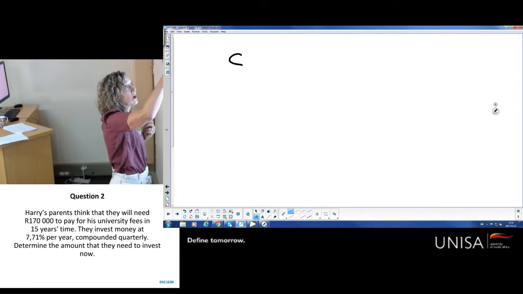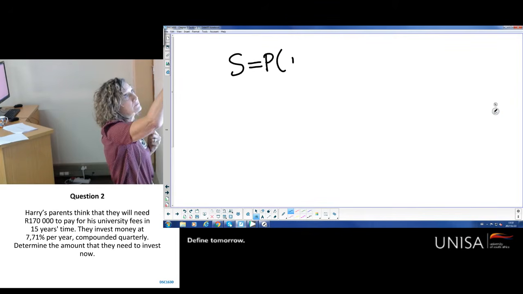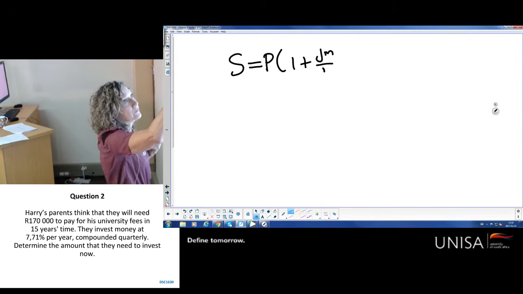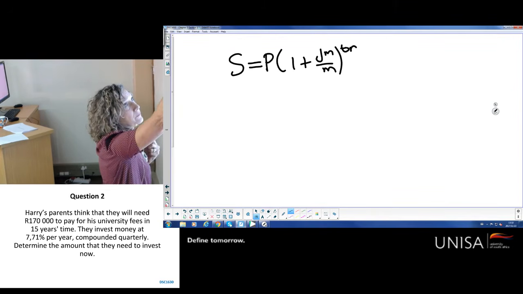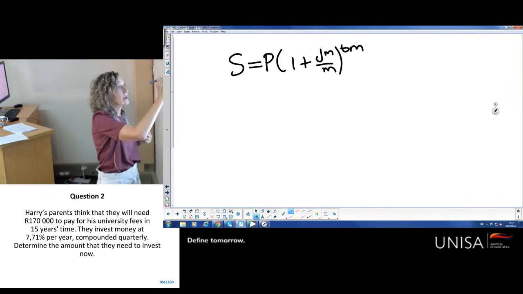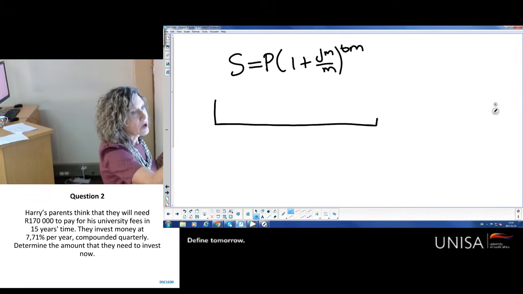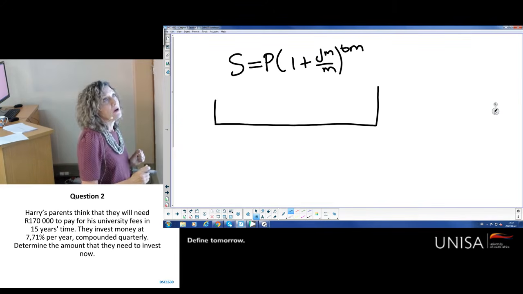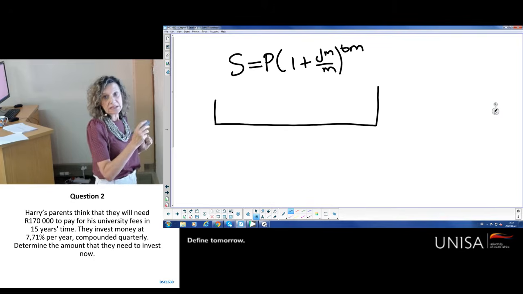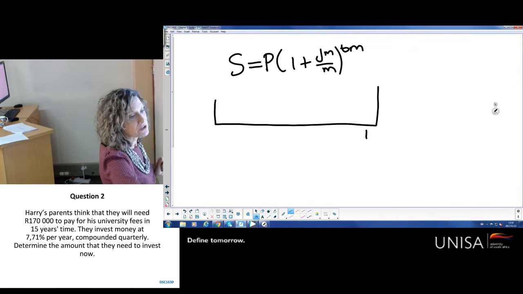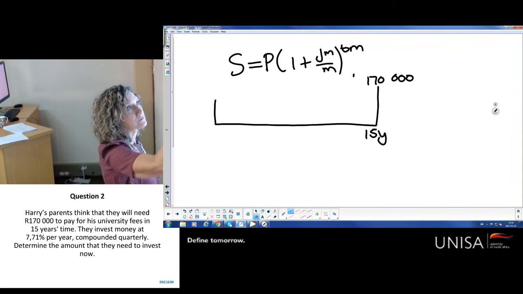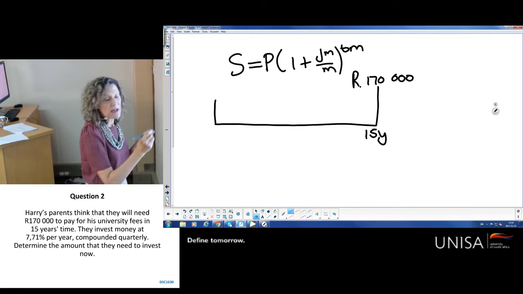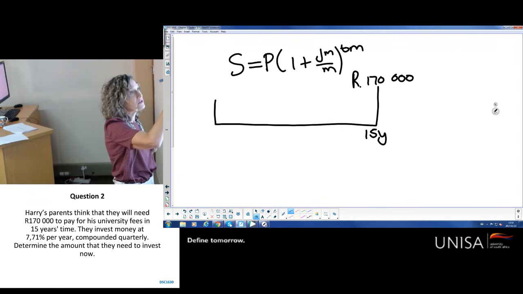Again, firstly, we write down our formula. Right, next, we draw our timeline. Why do I always draw a timeline? Because it helps you to identify the time. They will need 170 in 15 years' time. Right? They invest the money at 7.71 per year. So remember, if you're working with percentage, right?